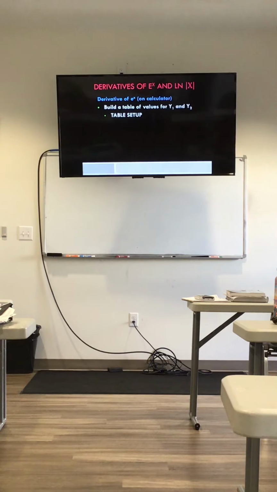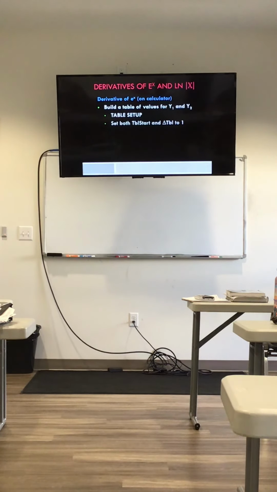That's the second and then window. So it should be up there at the top. You'll hit your second key and then the window button. Right above that it says table setup. On that table setup screen, make sure that your table start option as well as the delta table are set to 1. If they're not, arrow over next to those options and type a 1 into those positions.